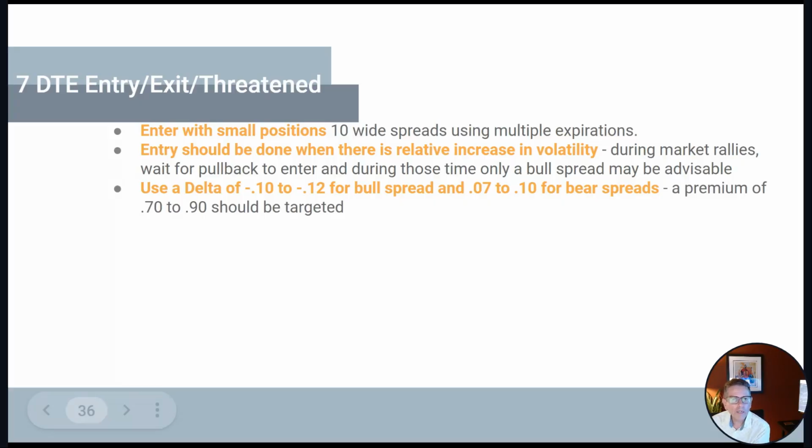So I take a 10 to 12 delta for the bull side, 7 to 10 delta for the bear side. You will get, this is the normal premium for the 10 to 12, depending on volatility. And then you'll get a little bit lower on the call side, so to get a little bit more distance. Okay.